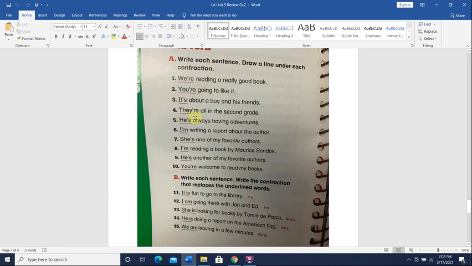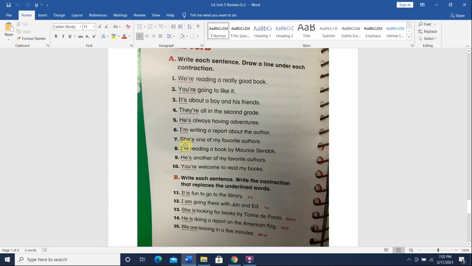Number 4, they are all in the second grade. They're all in the second grade. So the contraction here is for two words, they are. Okay, number 5, he's always having adventures. The contraction he's is for two words, he is. Number 6, I'm writing a report about the author. Here, I'm is the contraction for the two words, I am.